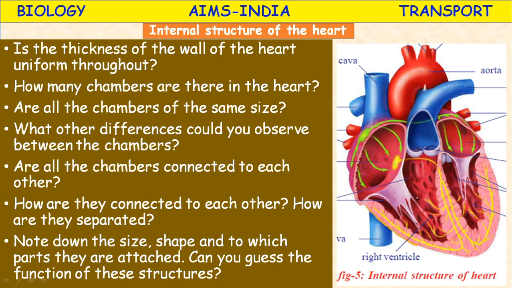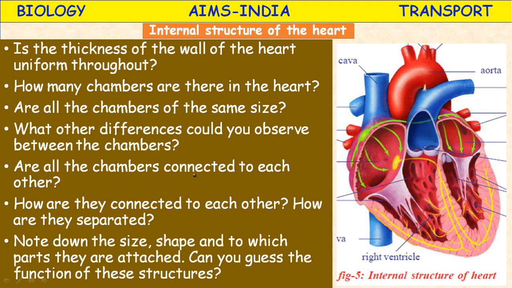If you compare the ventricles, the right ventricle pumps blood only to the lungs, whereas the left ventricle pumps blood to all parts of the body. So if you see the walls of the left ventricle, they are very thick compared to the right ventricle. Like this, compared to the auricles, the ventricle walls are very thick.